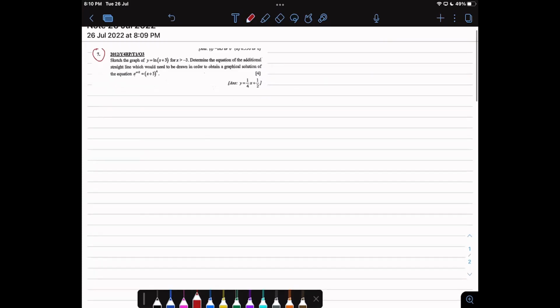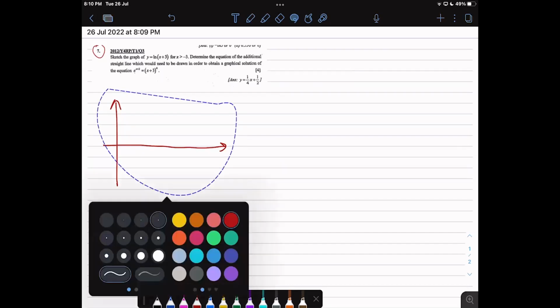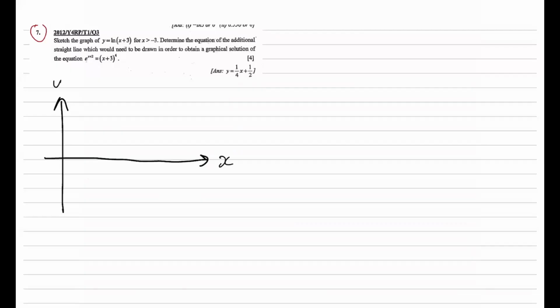So this one, sketch the graph of y equals ln(x plus 3) for x more than -3. So same thing again. How do you think the graph looks? What do you think the graph will look like? Can you say again? How does the graph look?